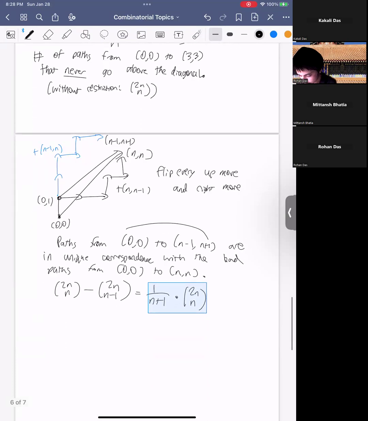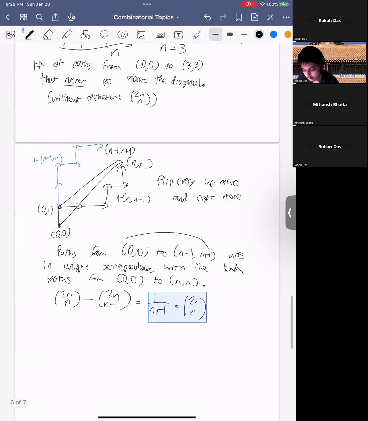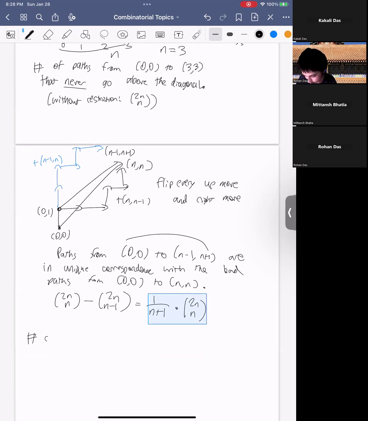And a completely different scenario that gives the same sequence is the number of non-overlapping triangulations.